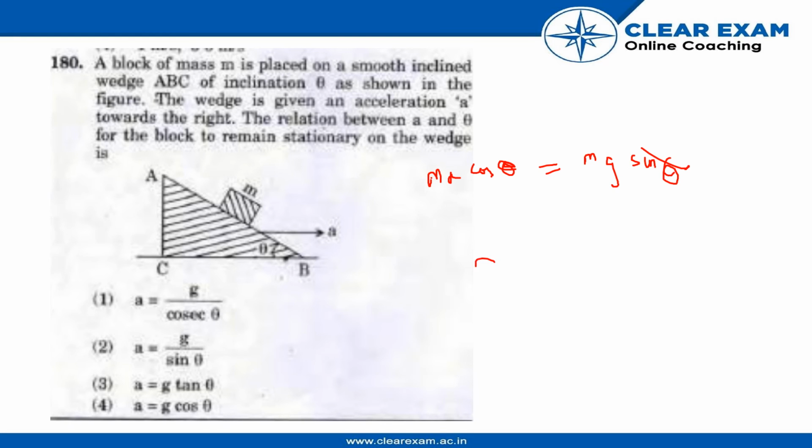So a would be equal to g tan theta, and therefore option number 3 would be the correct answer. And yes, option 3 is the right answer.